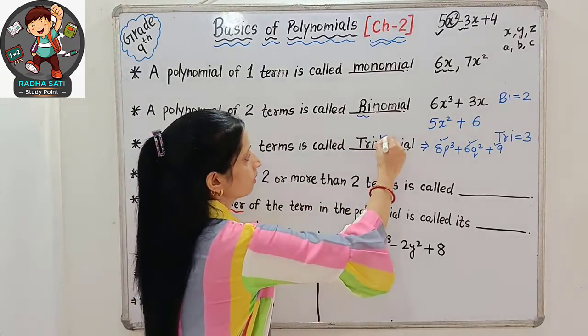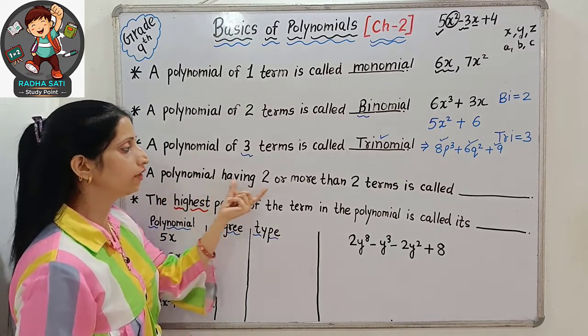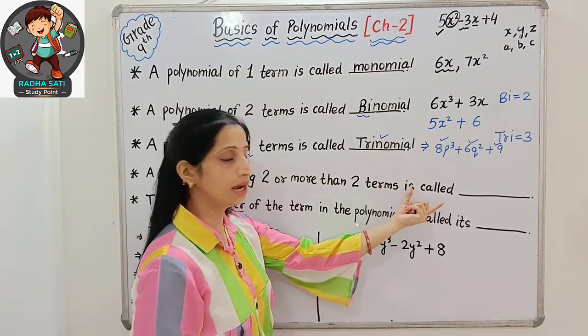Okay. Now moving on to the next one, a polynomial having 2 or more than 2 terms, that is known as multinomial.